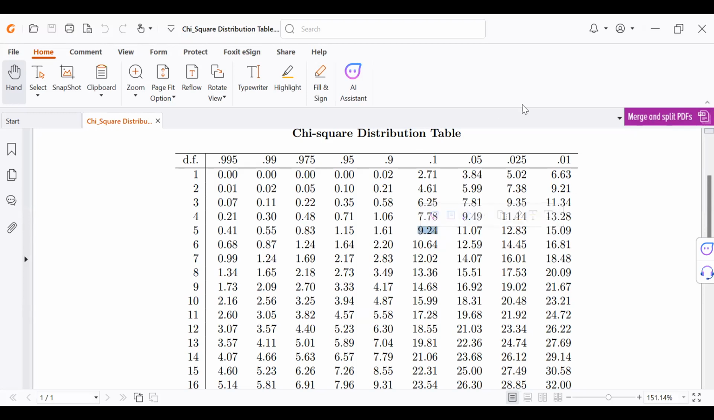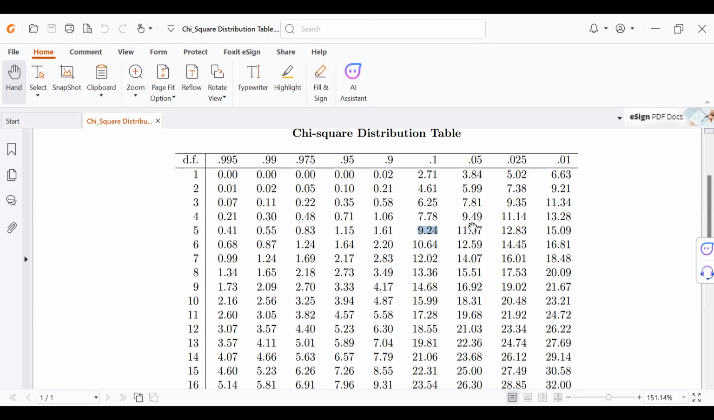Hello? Any volunteer? Nana, we will fail to reject. You fail to reject. Okay. Why? Because it's less than the critical value. Yes, that's the 11.07.